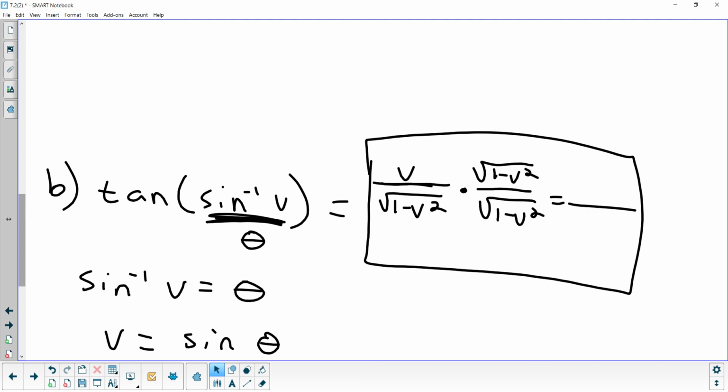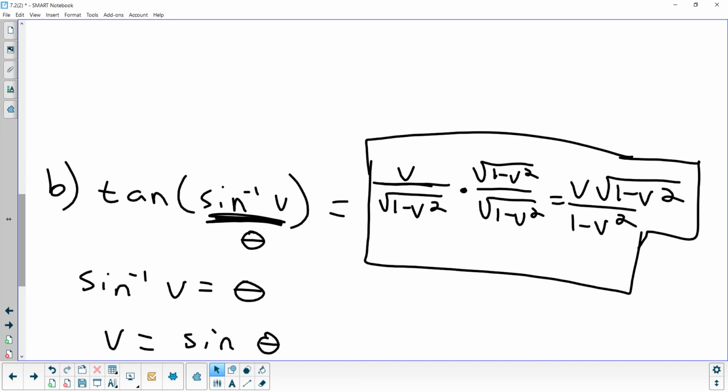And what that does is it gives you the square root of 1 minus v squared, squared. So it squares the whole denominator, and it gets rid of that square root. Now in the numerator, you have v times the square root of 1 minus v squared. And that is the final answer: v times the square root of 1 minus v squared over 1 minus v squared.